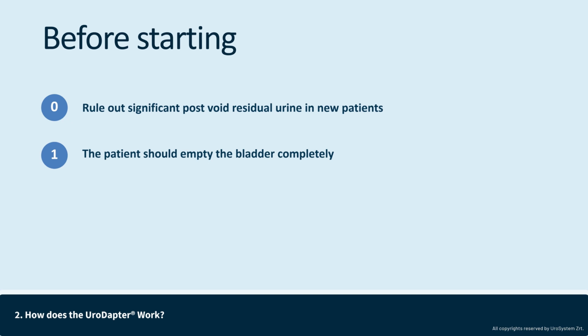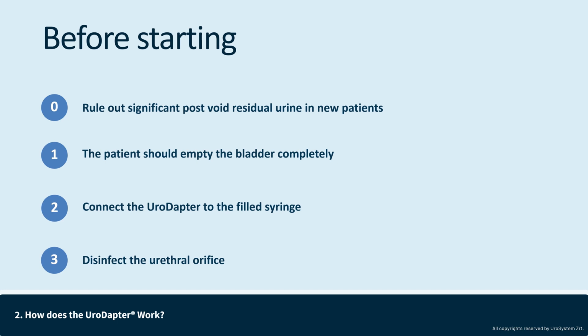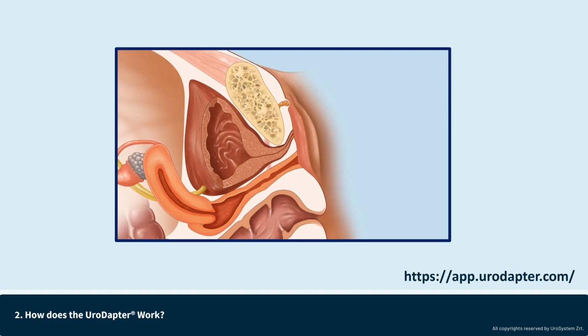Therefore, once we have ensured that the patient doesn't have residual urine, we can simply ask them to empty their bladder to the toilet before instillations. We should attach the UroDapter to the syringe filled with the medical solution we want to instill, and finally, we should properly disinfect the urethral orifice. And with this, we are ready to start the instillation. To easily understand the instillation process, we will use some animation videos, starting with female patients. And you can also find these videos and the detailed step-by-step instructions and guide at the app.urodapter.com website.